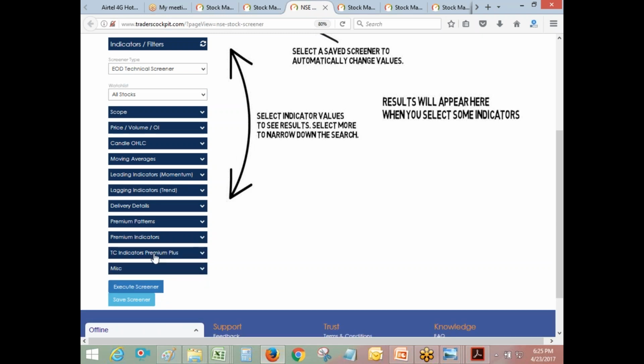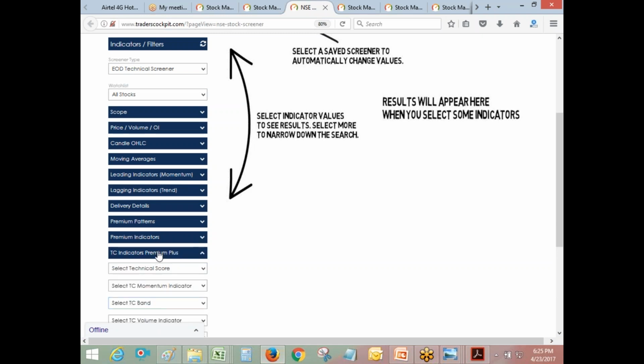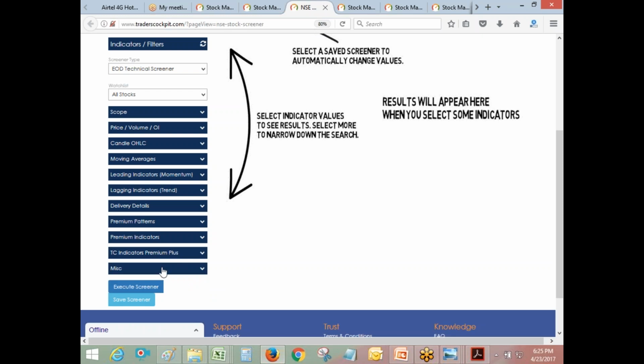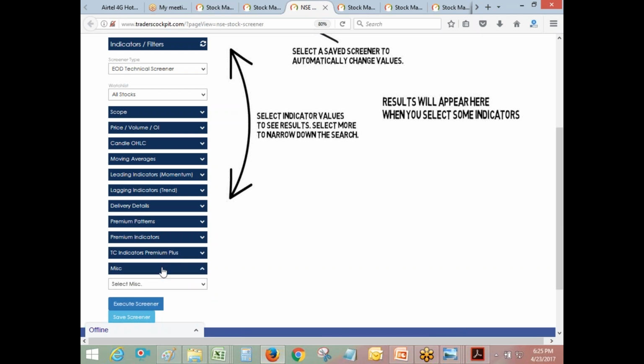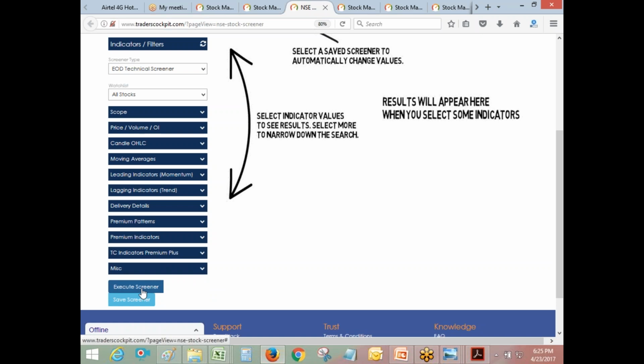Then special indicators which we create. One of them, which I'll show you how to use, is the TCFL one, which you can use for your option selling idea. And then plus there are a lot of miscellaneous conditions. If you execute any one of the selected conditions, then it will screen the stocks and give you the result.